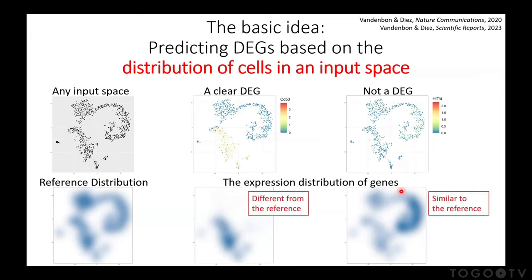And then if we compare this distribution to that reference distribution, this one is completely different from the reference. And this one is very similar to the reference. But this is a DEG. This is the gene that we want to find. So it has a different distribution of RNA from the reference. That's a DEG. And it does not rely on clustering or comparing between clusters. It's looking at the distribution.